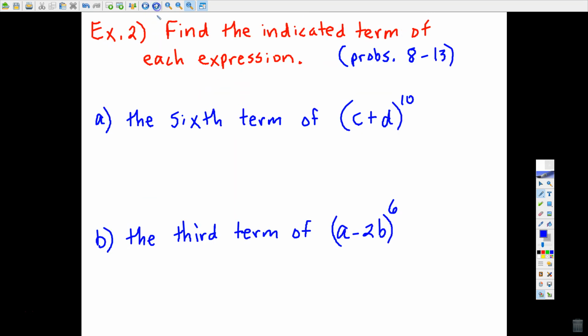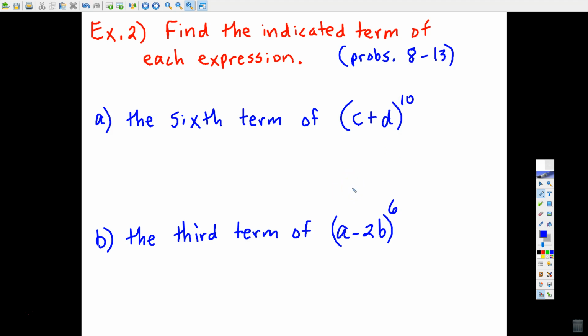All right. Now, problems 8 through 13 look like this. There's really 3 types of problems you're going to be doing on this assignment. So let me get you ready for 8 through 13. What this wants to know is, how do we come up with just the 6th term of this entire expansion? I do not expect you to write down all 11 terms and then circle the 6th one. That'd be a lot of work.